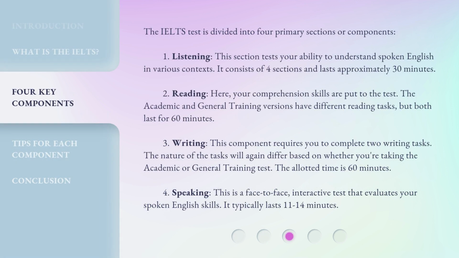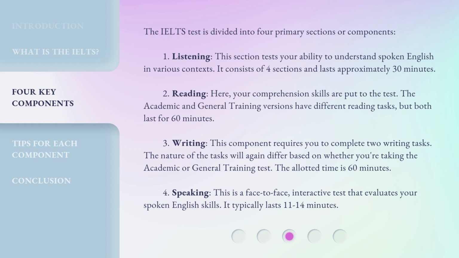The IELTS test is divided into four primary sections or components. 1. Listening. This section tests your ability to understand spoken English in various contexts. It consists of 4 sections and lasts approximately 30 minutes. 2. Reading. Here, your comprehension skills are put to the test. The academic and general training versions have different reading tasks, but both last for 60 minutes.